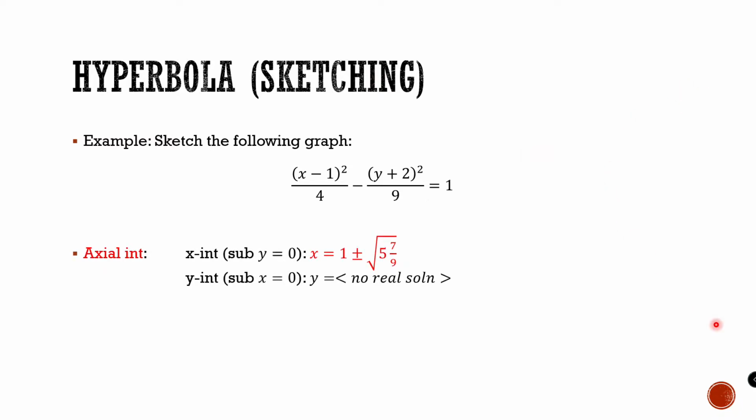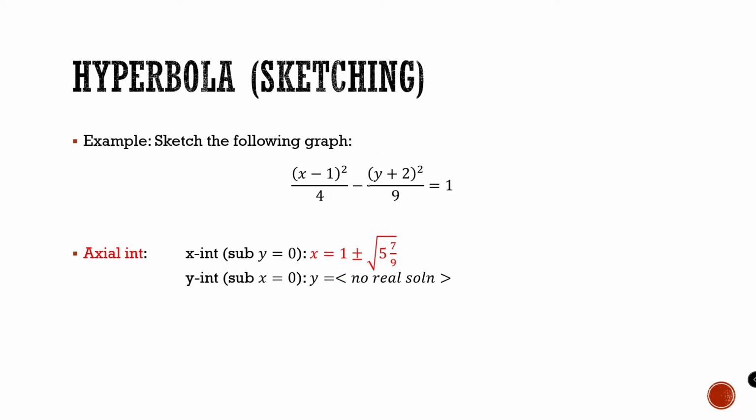Key features, always find them first. We start off with the x-intercept. For the x-intercept, set y equals to 0. If you set y equals to 0 and solve, you get x equals to this. For the y-intercept in this case, there's no solution.